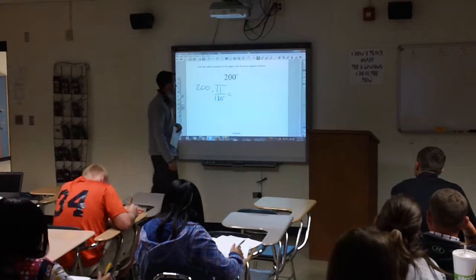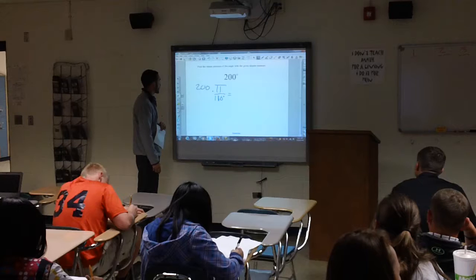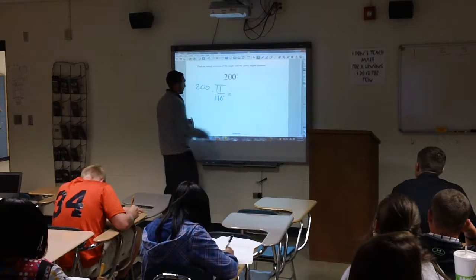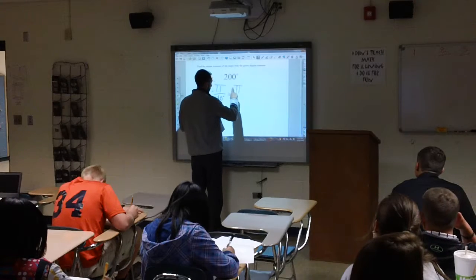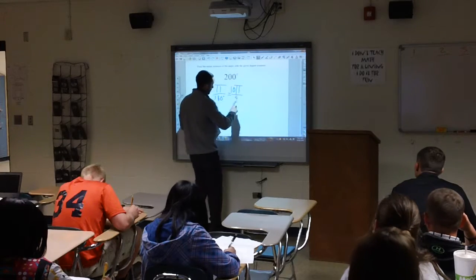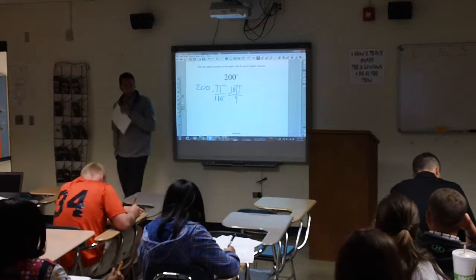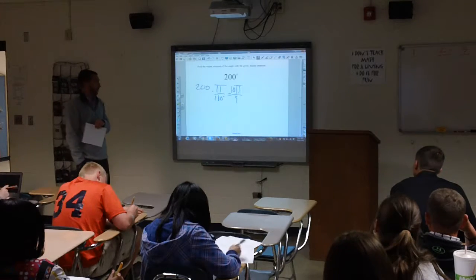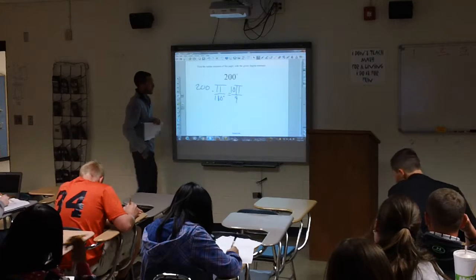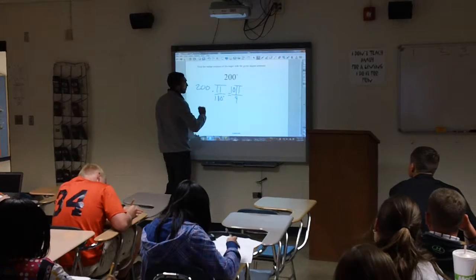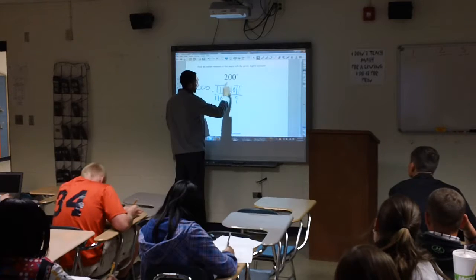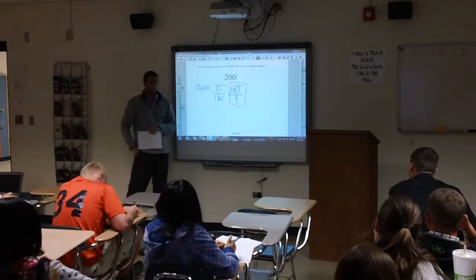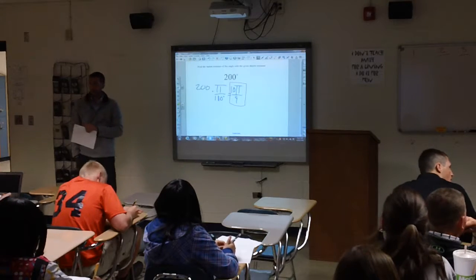So 200 pi over 180 simplifies. 20 goes into both of them, and it reduces to 10 pi over 9. This is your radian measure of 200 degrees. That's it.